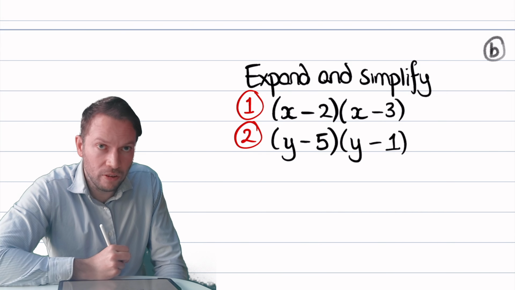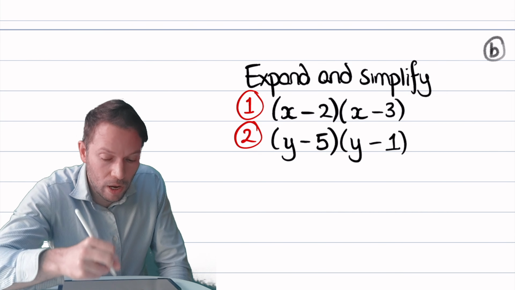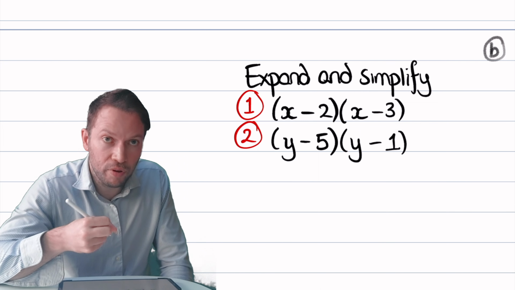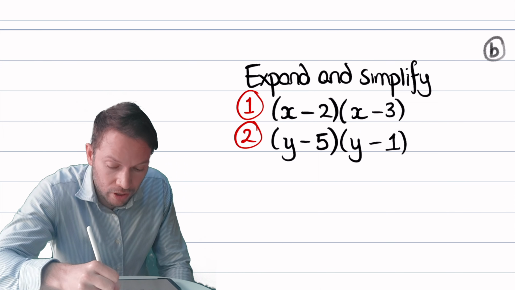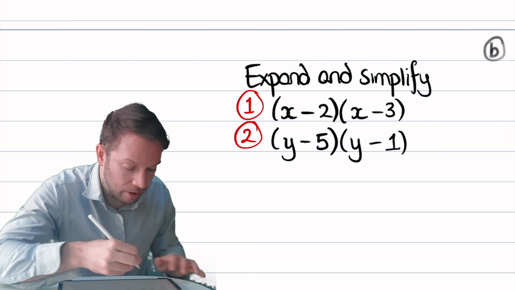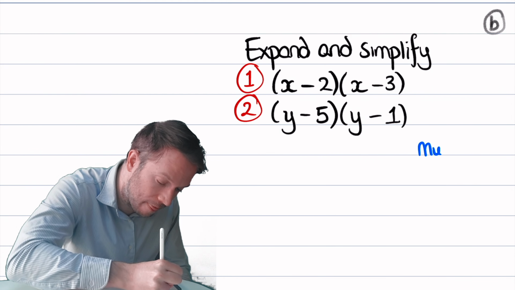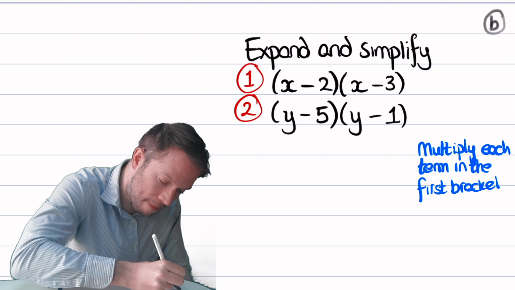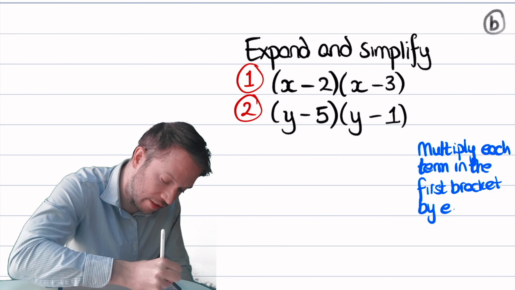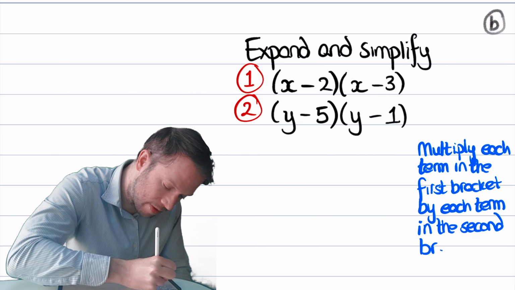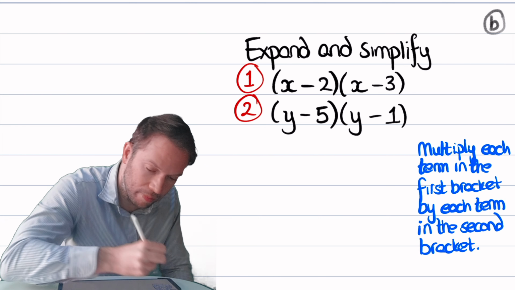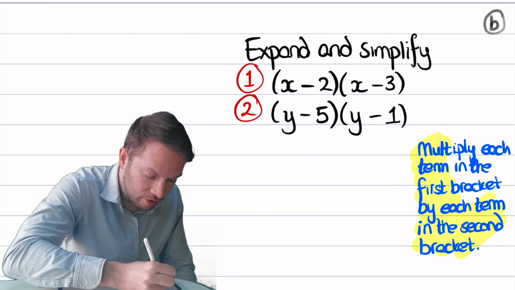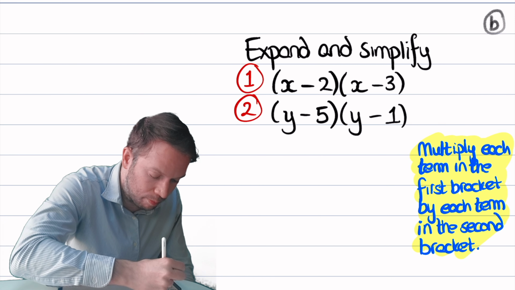Hi, in this video we're going to expand double brackets where we might have negative terms in the brackets. Now remember from the previous video we saw that the way to multiply two brackets out is to multiply each term in the first bracket by each term in the second bracket. And we'll recap what we mean by this. So this is the key instruction here we need to use for expanding any brackets.